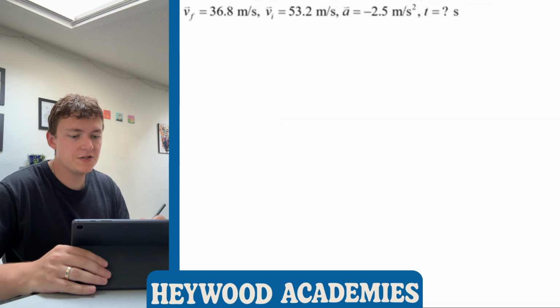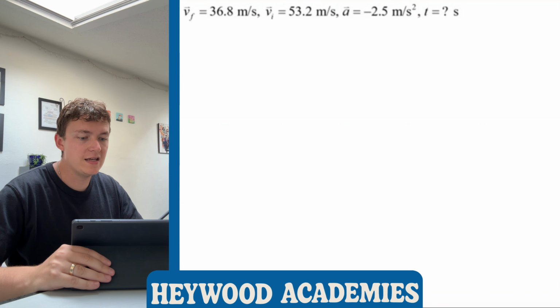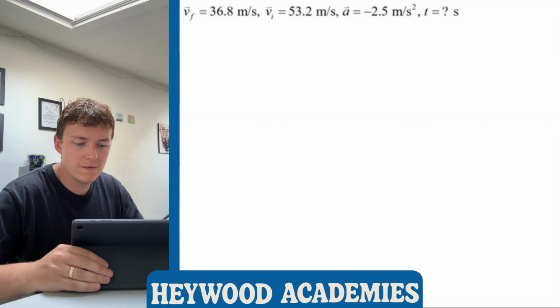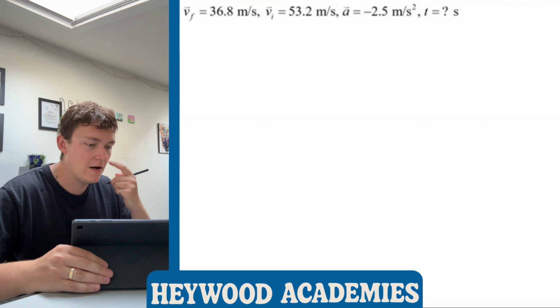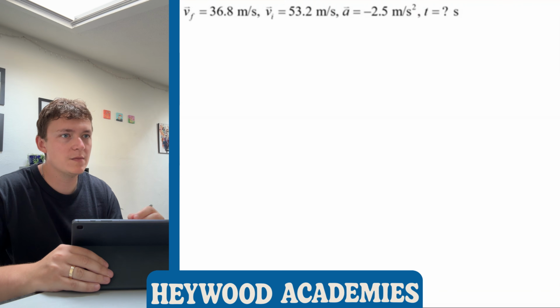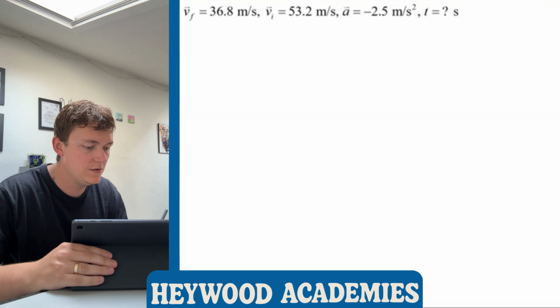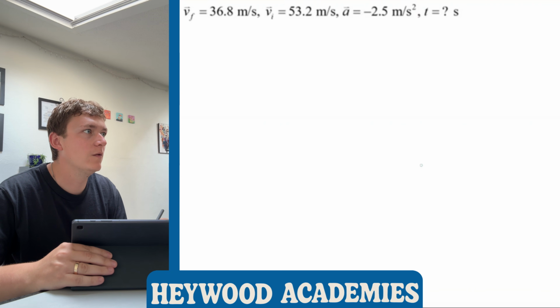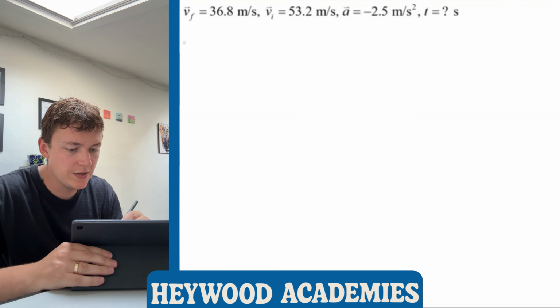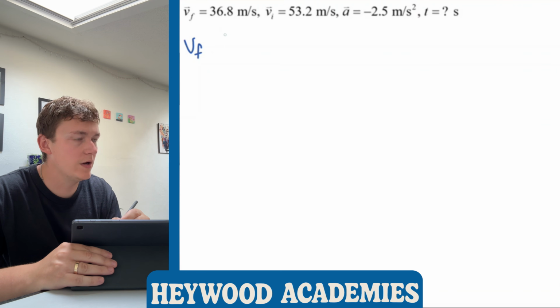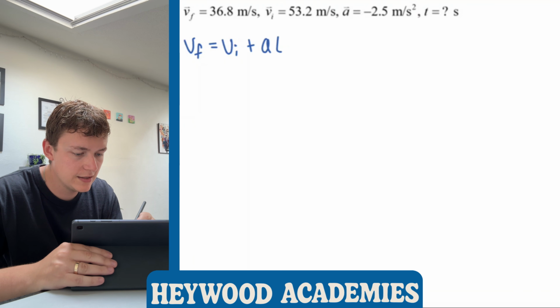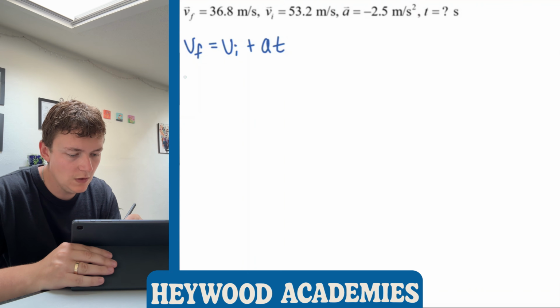Okay, so for this first question, we've got some information that they gave us, and they just want us to solve for the time. So the information they gave us was our final velocity, initial velocity, and our acceleration. So what I'm going to do is write these down here in the corner, our kinematics equations, and then we can use those when we go and solve these to figure out which equation we want to use. So these are the equations that we have to work with. So we have final velocity is initial velocity plus acceleration times time. We've got this one with the final velocity squared.